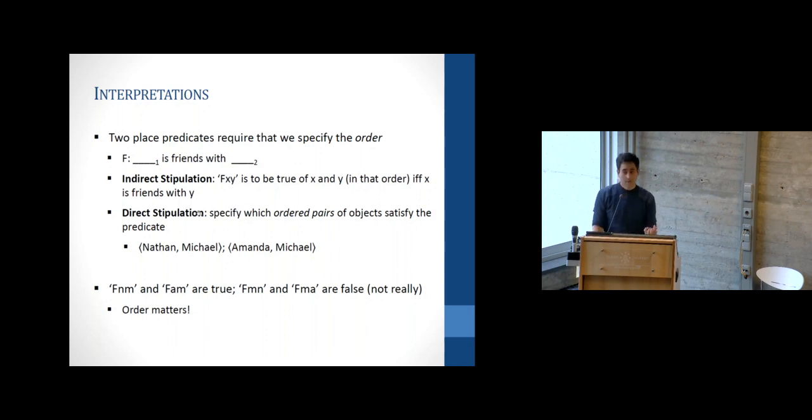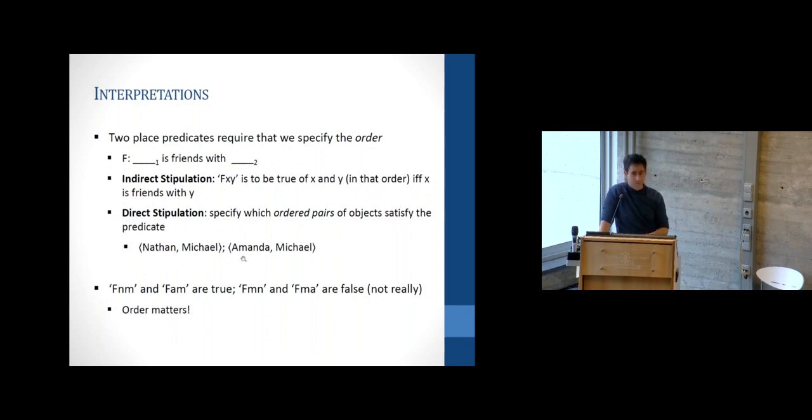So this will be called the direct stipulation, or the extension of this two-place predicate. I'm going to specify which ordered pairs of the objects satisfy the predicate. Okay, now the order is important, right? Because again, the order of the predicate is also important. So the way you write down a direct stipulation of a binary relationship is with these ordered pairs.